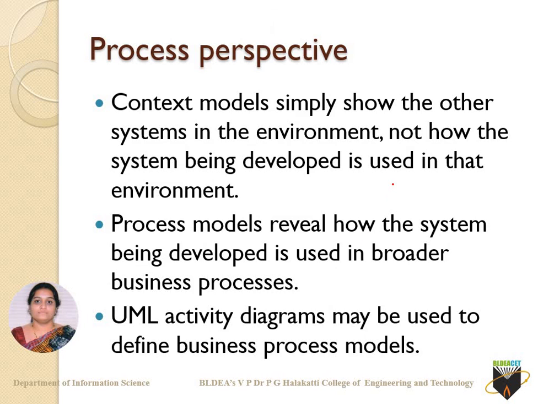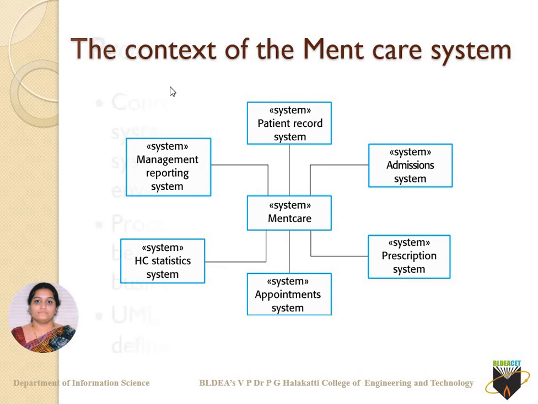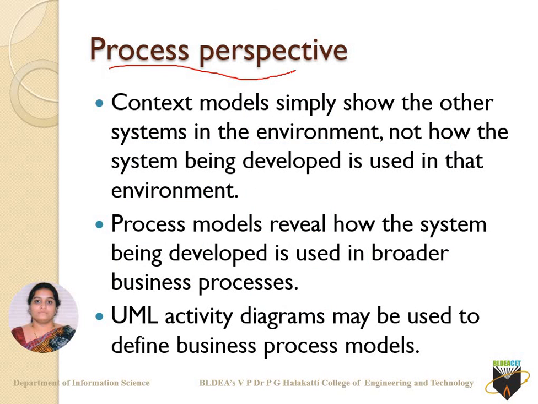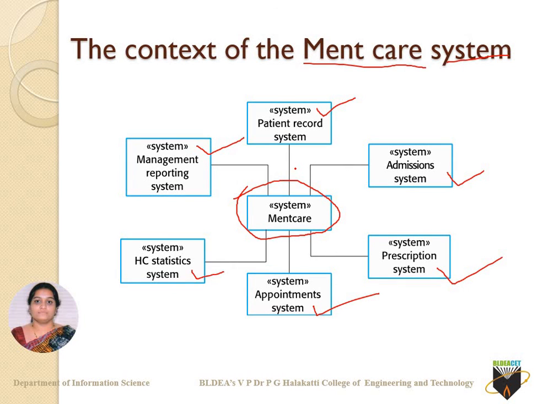If I want to consider further the process perspective for each of them, I have to decide individually. I have to say what the patient record system is, what the admission system includes, what the prescription system includes, what the appointment system and HC statistics system are, and what the functionalities of each are. For that I call it the process perspective. Individually I will define the processes for each of them, which I will tell you in the next class. For the time being, just get to know that this is an introduction for your third module. Thank you.